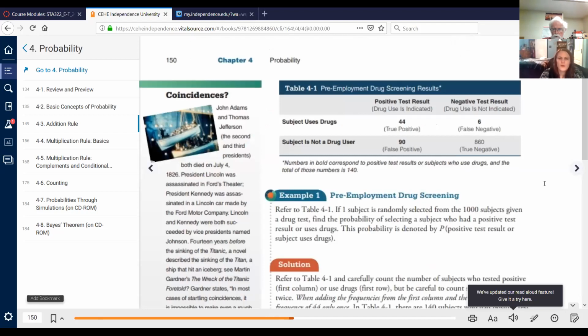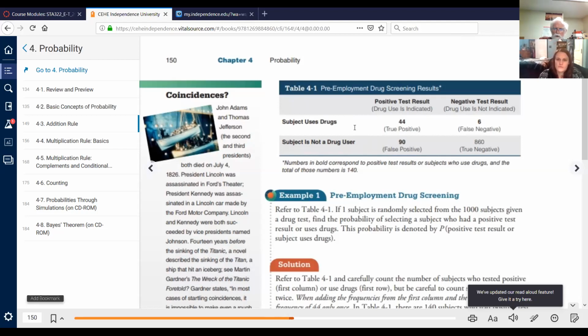So this is where the drug screening that I mentioned comes in. We can look at this. The subject is using drugs, and he has a positive test result. And then 6 of them had a negative test result. Now, here we have 44 plus 6 is 50. 50 people who say they use drugs, and 950 who say they do not.